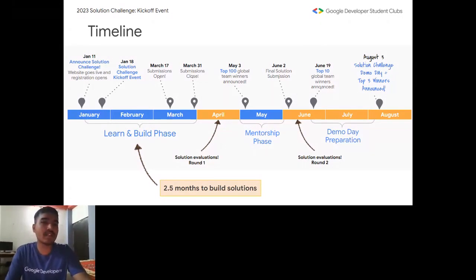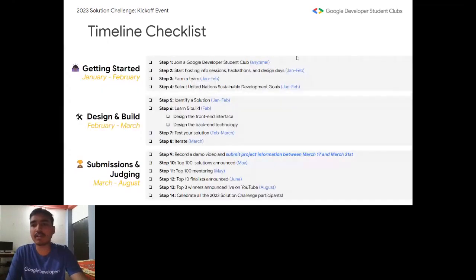Okay, this is the timeline checklist. If you have not joined the GDSC chapter, I'm not saying from this college, if you are from a different institute, you have to join the GDSC chapter from here or in your institute. This is the first criteria for the solution challenge participation.